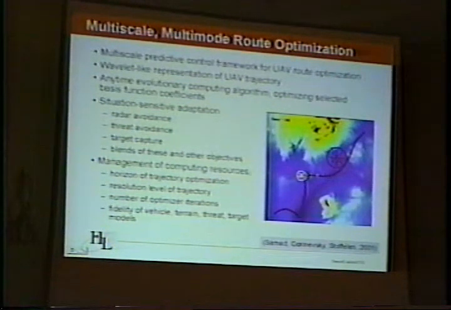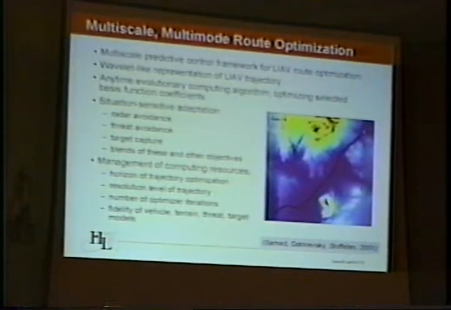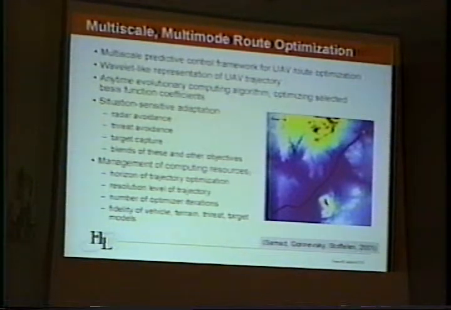So the question is, how are you managing the computing resources, and what does it mean to be managing the computing resources in this application? So the degrees of freedom that you have with these models and algorithms include things like the horizon of the trajectory optimization. You can choose to do the trajectory optimization over a longer or shorter time window, and you can choose to do the trajectory optimization at different resolution levels. The number of iterations you allow your optimizer to run for is another handle that you have.